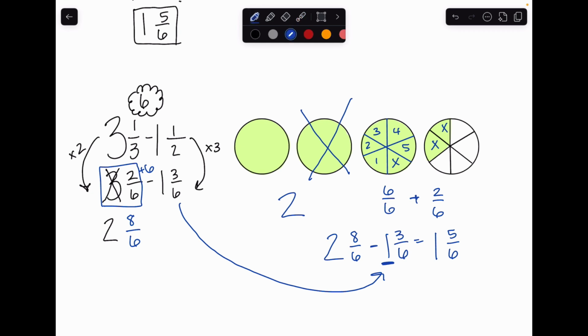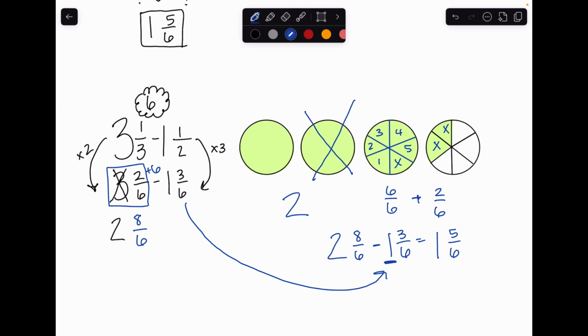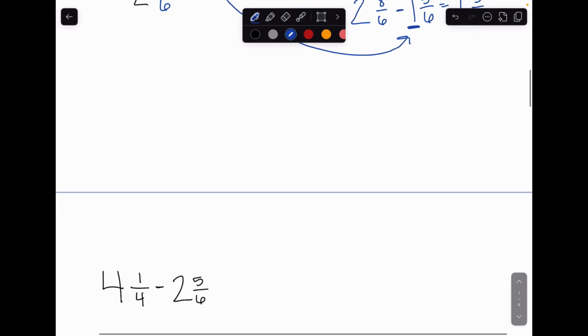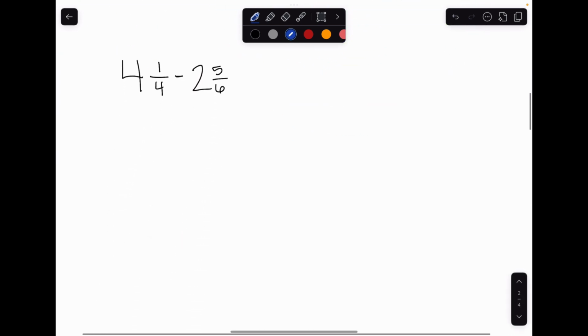So I hope that visual is a little bit easier for you to understand what's really going on here. All right, here's another example. I don't have a model for this one, but I think it's probably a good one to go over.